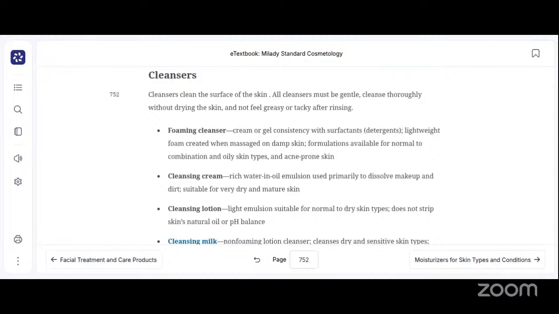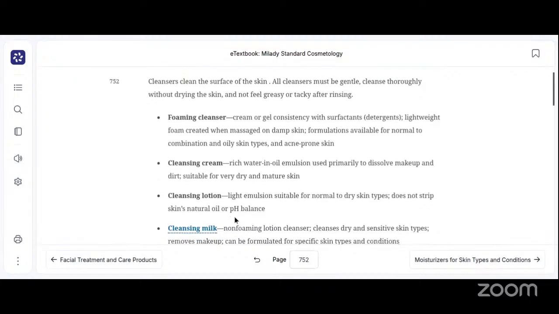Okay. Cleansing lotion, a light emulsion, suitable for normal to dry skin types, does not strip the skin's natural oil or pH balance. So cleansing lotions are normally what you would see in the stores. When you go into the store and pull one off, and it says cleansing cream, and it has a little pump, that's like a cleansing lotion. The cleansing creams are going to come in a jar, and cleansing lotion is going to come in a container with a little pump.